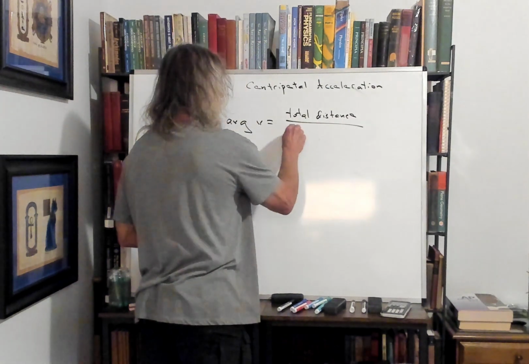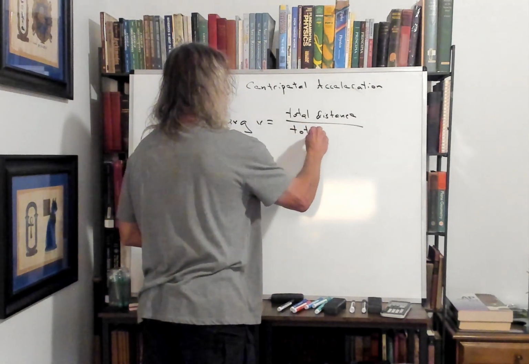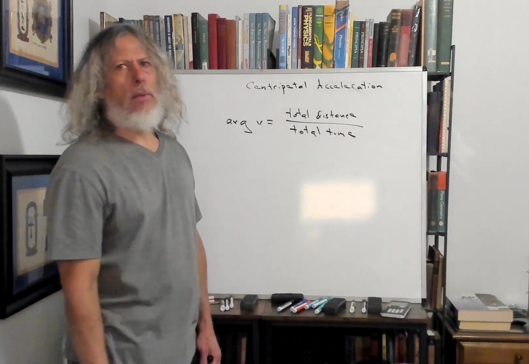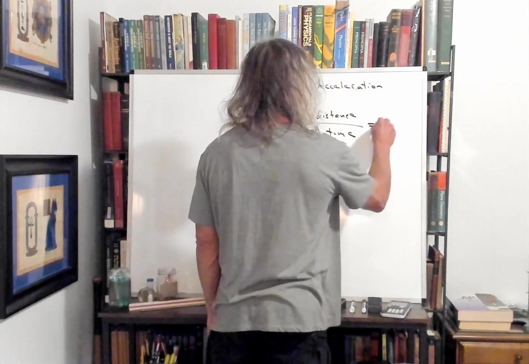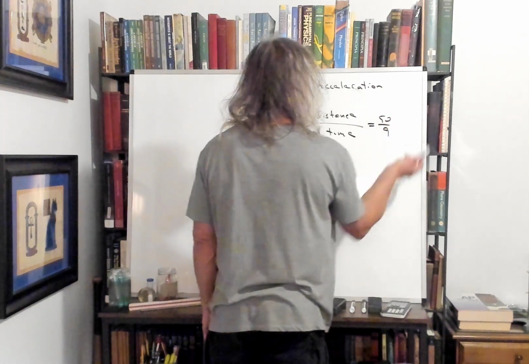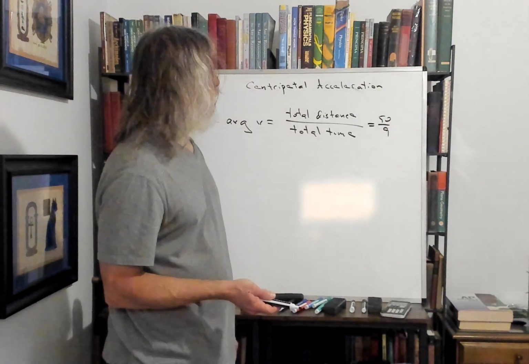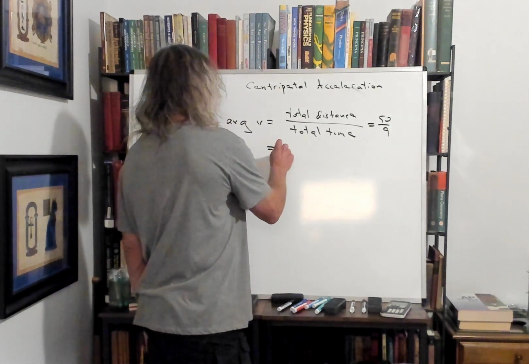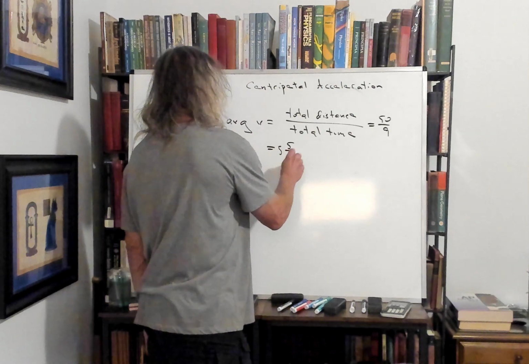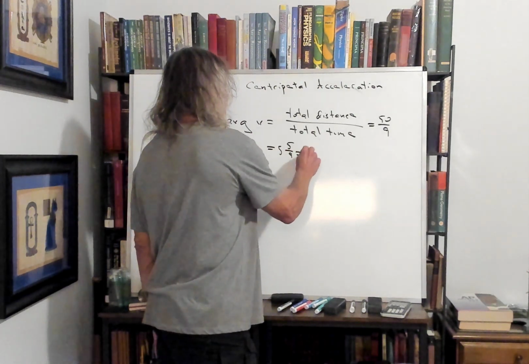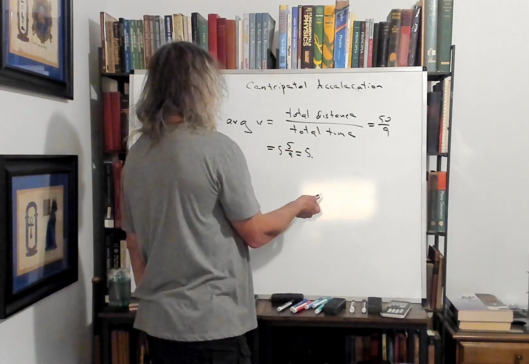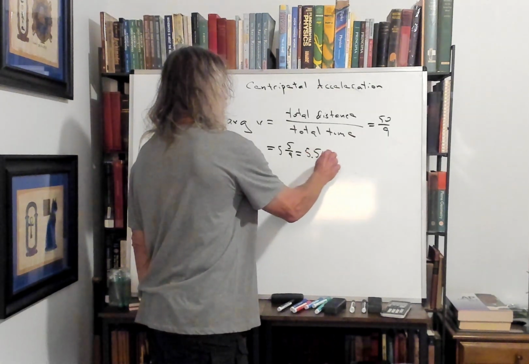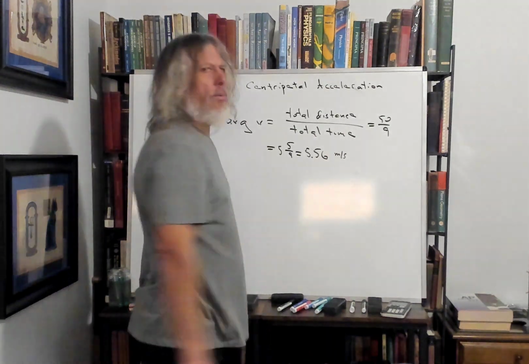Total distance divided by total time. In here, 50 meters in 9 seconds. And so it's going to be 5 5/9, or approximately 5.5 meters per second.